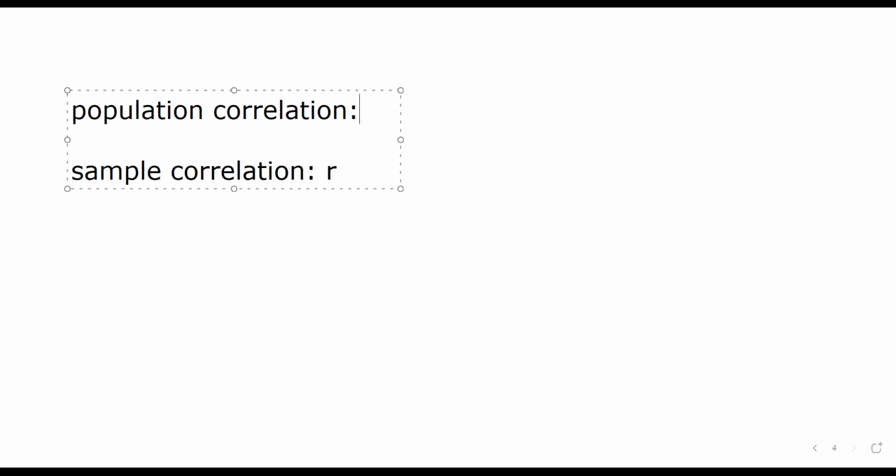The variable for population correlation is the Greek equivalent of the letter R. Does anybody know what the Greek equivalent of the letter R is? It's spelled RHO, it's pronounced rho. If you draw it, and I'm not very good at drawing rho, it kind of looks like a P, except the tail of it is not quite vertical and it doesn't quite close off.